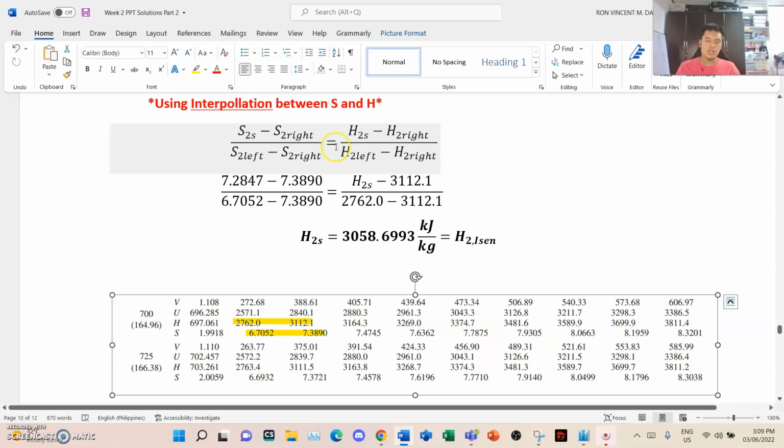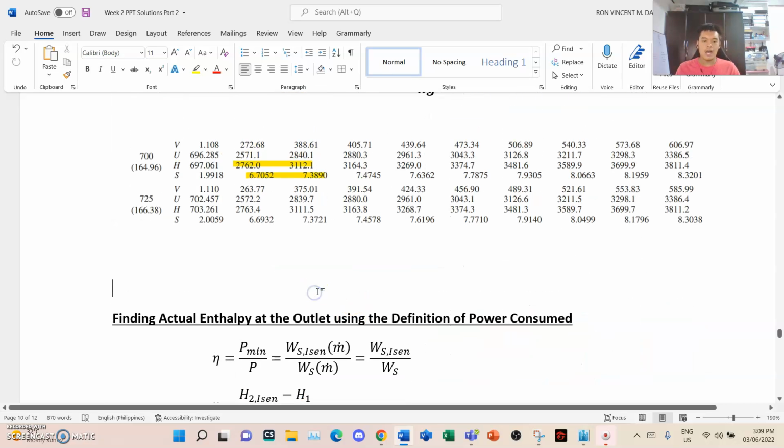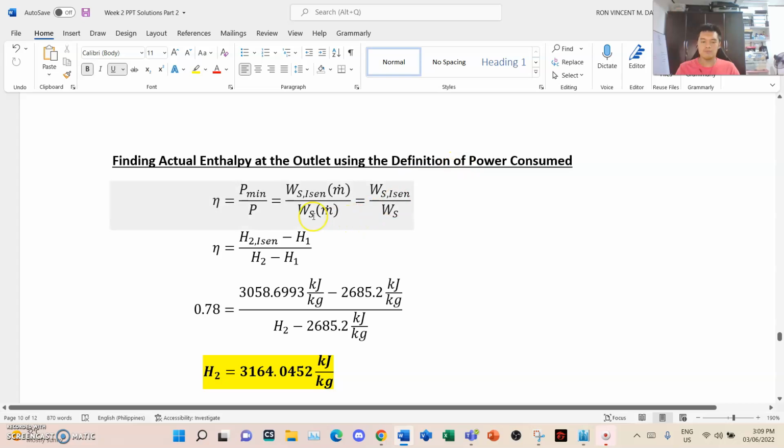So doing a single interpolation using these values, we get that the isentropic enthalpy is 3058.6993 kilojoule per kilogram. Then I found out the actual enthalpy at the outlet using the definition of power consumed. Remember that the power consumed using the efficiency has this formula. Then we found out that this formula can be derived, meaning enthalpy outlet minus enthalpy inlet. Then for isentropic conditions, the enthalpy of the outlet is at isentropic conditions while the enthalpy of the inlet is the same.